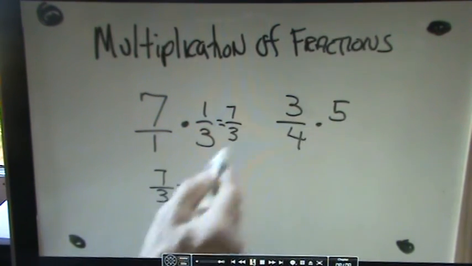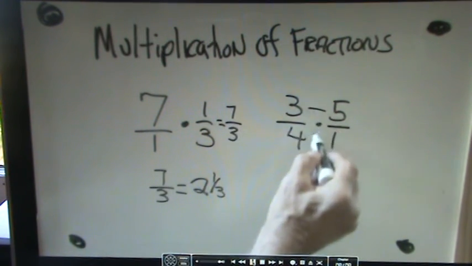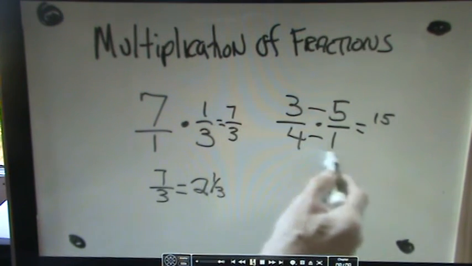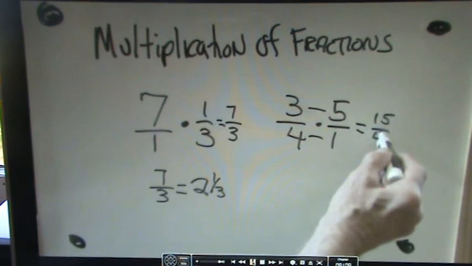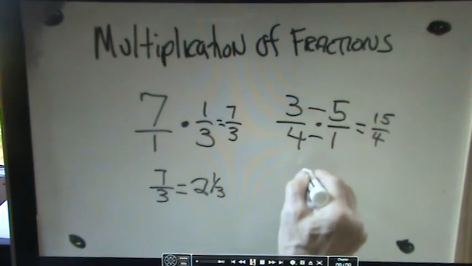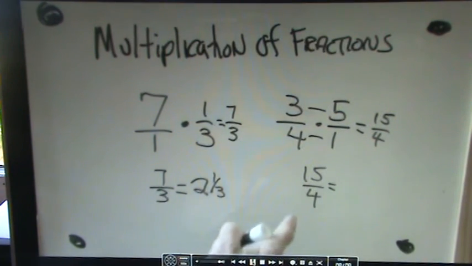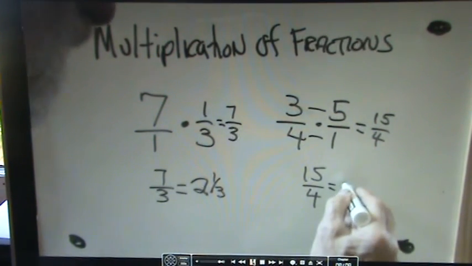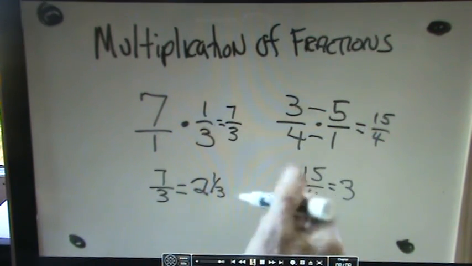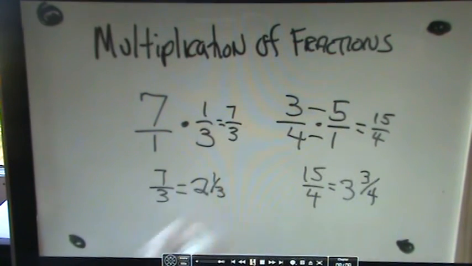3/4 times 5. Well, we just put 5 over 1 and we multiply. 3 times 5, 15. 4 times 1 is 4. We have an improper fraction. So we have 15/4, which is an improper fraction. 4 goes into 15 3 times, because that would be 12. And we have 13, 14, 15, we have 3 left over. So 3 3/4.